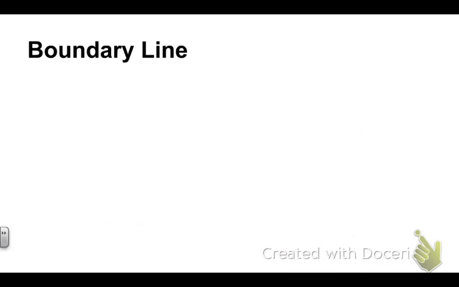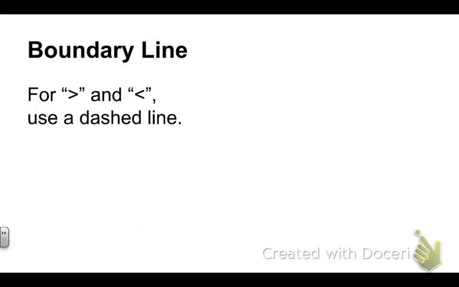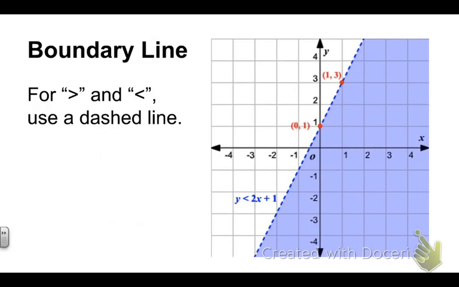Now you're going to hear boundary line a lot. For greater than and less than, you would use a dashed line. You use a dashed line because it's not equal to. So in this example, those two red coordinate points that you see are not solutions. They just show that that's the y-intercept, and they use the slope, rise 1 to run, to find the line. The solutions are all the blue shaded region. Because it's a dotted line, none of the points that are on that dotted line will work. None of them are solutions.